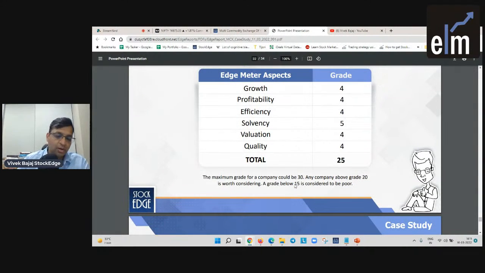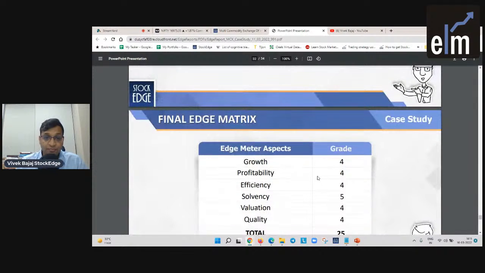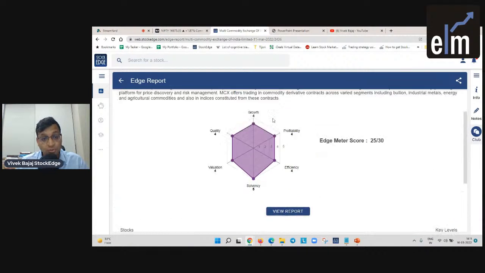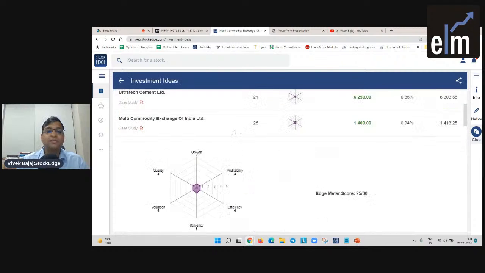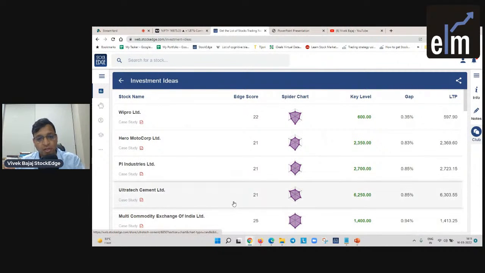Obviously we are doing certain stocks, and we'll keep on adding more stocks, but we have also explained the process of developing your own scorecard. You see, MCX has a score of 25, which is a very, very good score. So yes, this stock is something which I will keep as part of my investment radar.